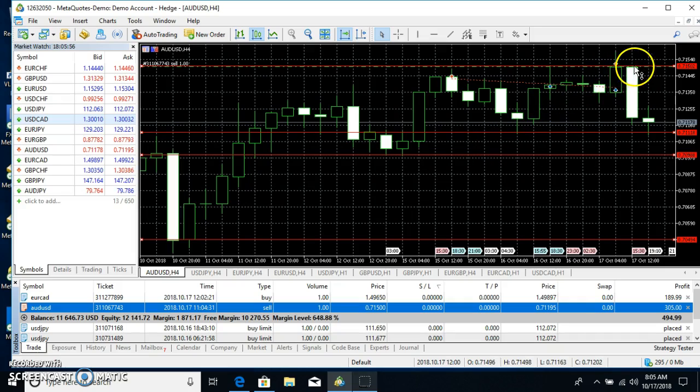This area right here, I put in a pending order because I knew it was going to hit. Because it hit 3 times. Here, here, here. So I put in a pending order right here. Went to sleep. Hit the area, boom.